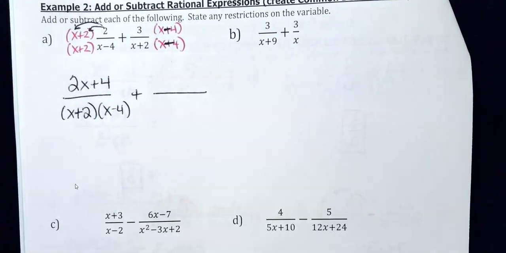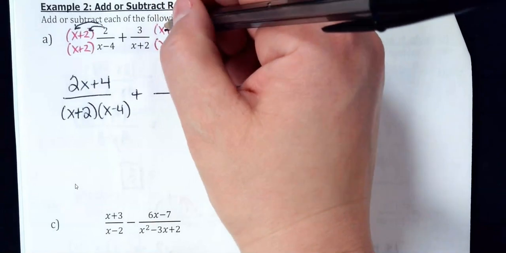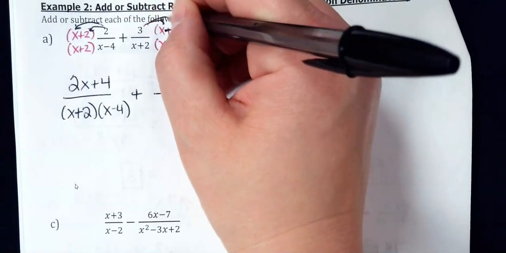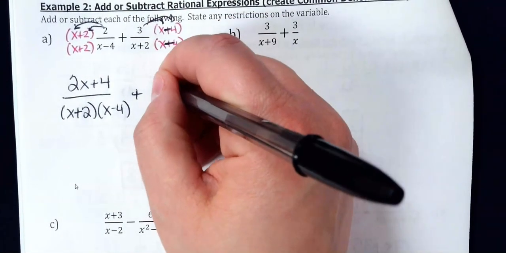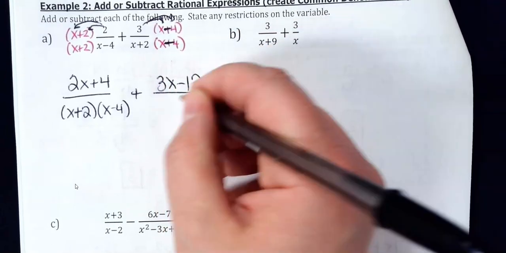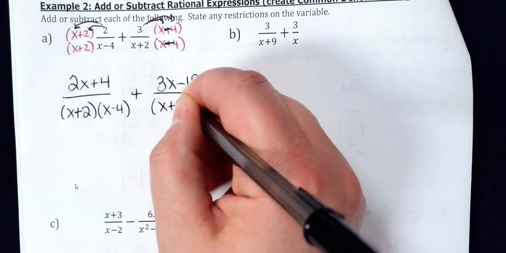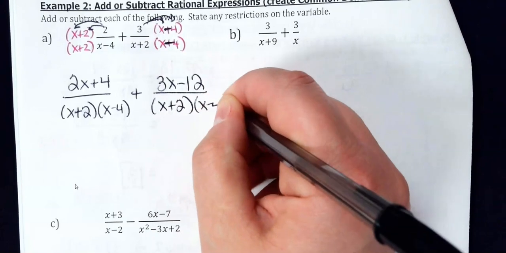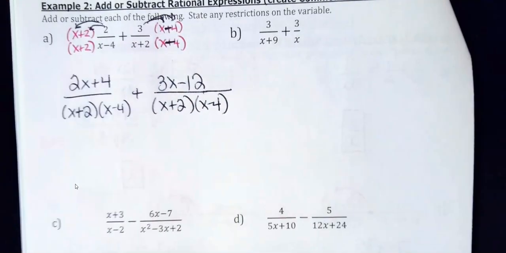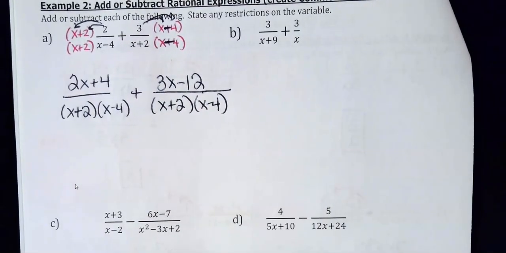All right, now, remember I screwed this up. I started to write a plus. This should be x minus 4. So a little distributive property here. This would be 3x minus 12. And then x plus 2, x minus 4 is our common denominator. You don't have to write those in a particular order as long as the factors are the same.